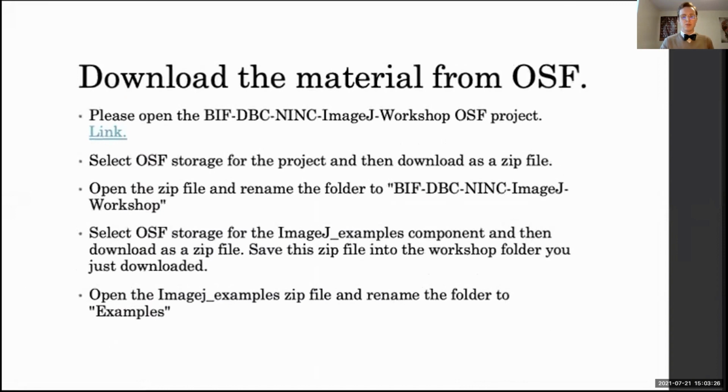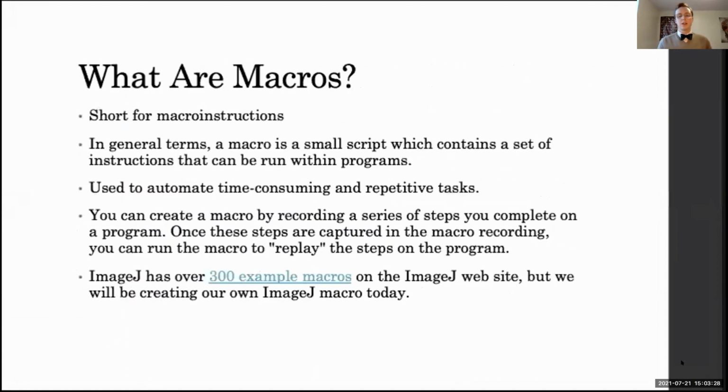Now let's move on to macros. So what is a macro? Well, the word macro is short for macro instruction. Generally speaking, a macro is like a small script which contains a set of instructions. These instructions can then be run within a program, usually through the push of a single button. This makes macros really useful when you're trying to automate time-consuming or repetitive tasks.